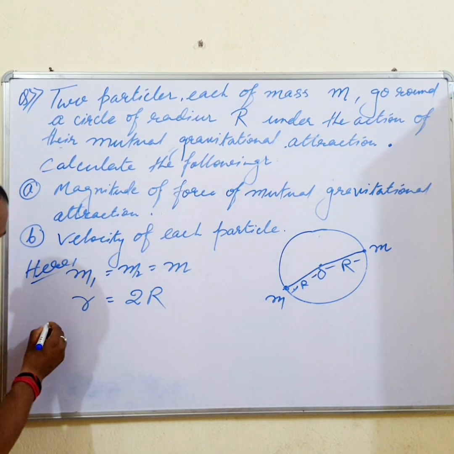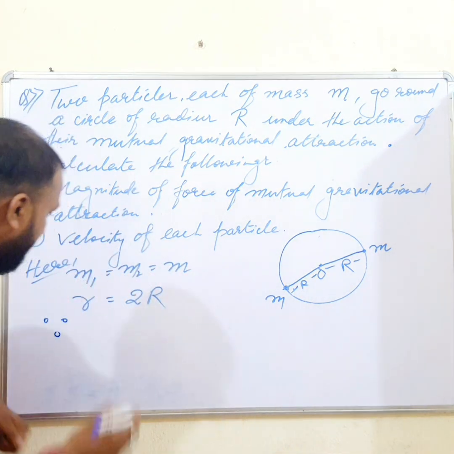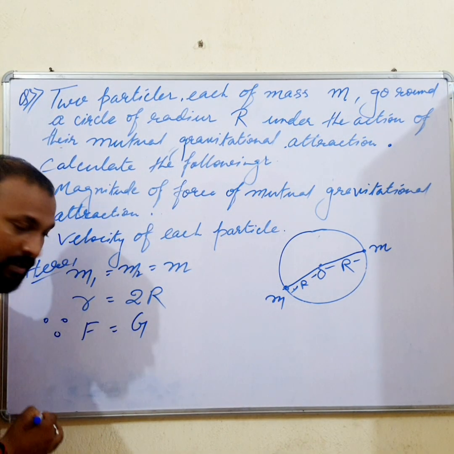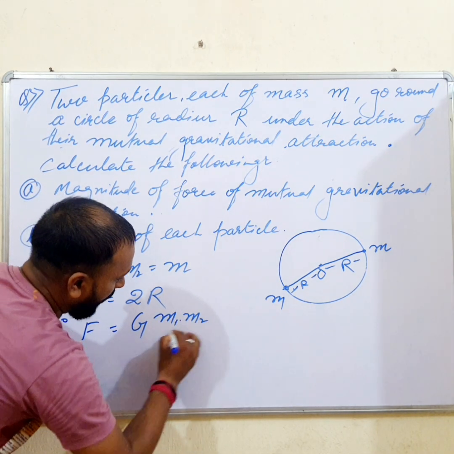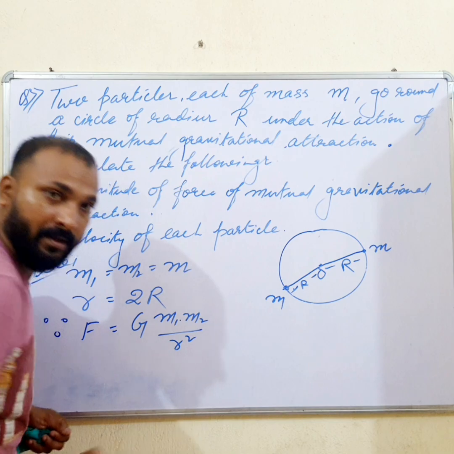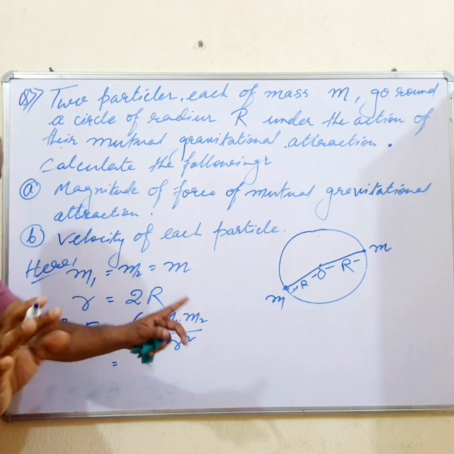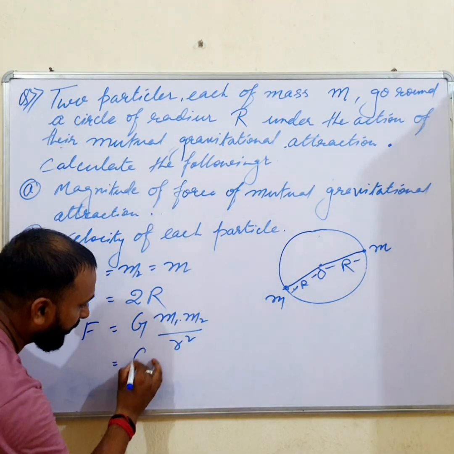Now, after that, we are going to find the magnitude of force of mutual gravitational attraction. According to Newton's law of gravitation, F equals G m1 m2 upon r square. Here, we are not taking the value of G, we are writing G only.